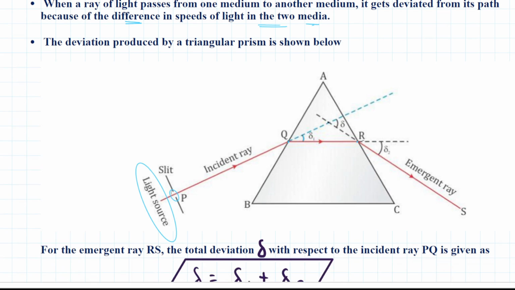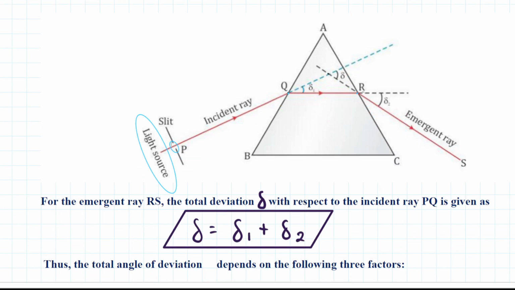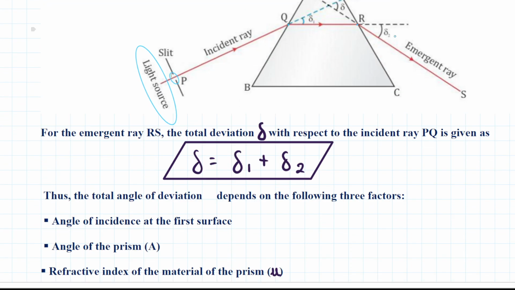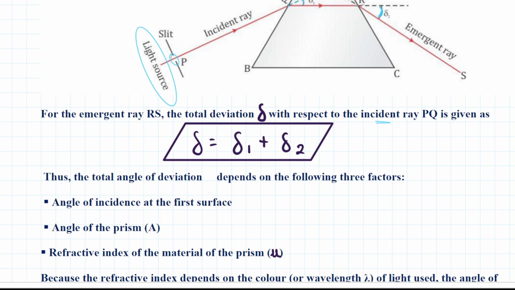Now for the emergent ray RS, the total deviation delta with respect to incident ray PQ is given by delta equal to delta 1 plus delta 2. So this delta, the total deviation, equals delta 1 plus delta 2. Thus the total angle of deviation depends on the following three factors. So what are those three factors?